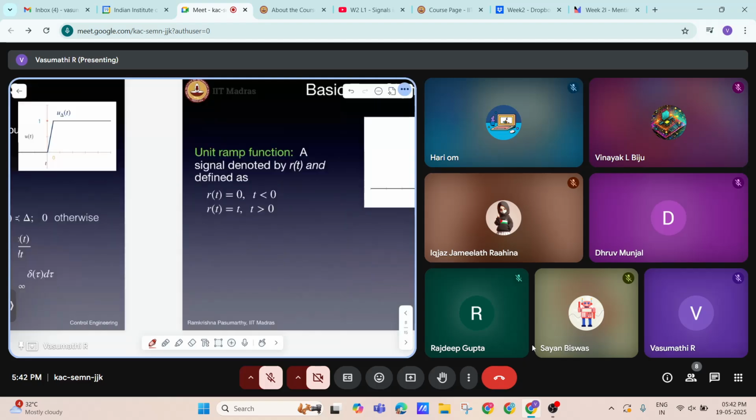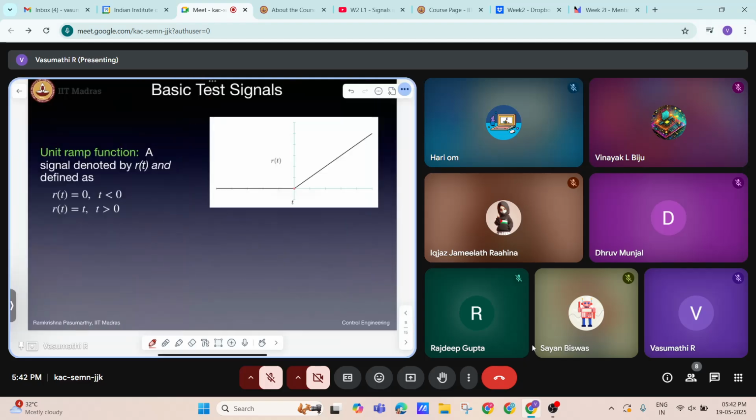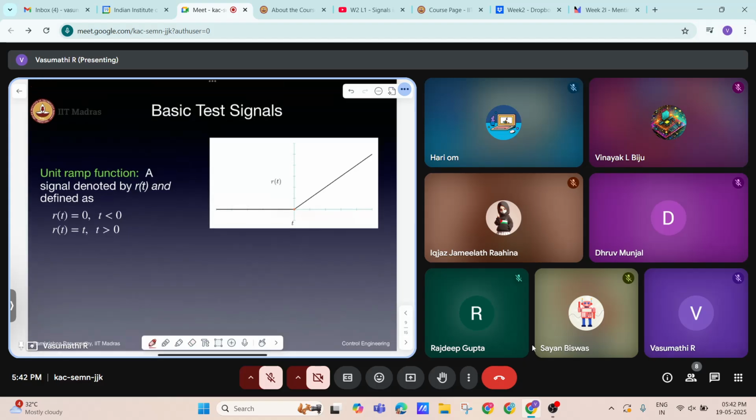The next signal is the ramp signal. The next function is the ramp function, where you find a linear increment in the function forever. It will keep increasing. It is linearly increasing with respect to time. When time increases, the magnitude also increases in a linear relationship. That is a unit ramp function. It will be represented as 0 when t equals 0. For t greater than 0, whatever t varies, that's how the signal also varies.